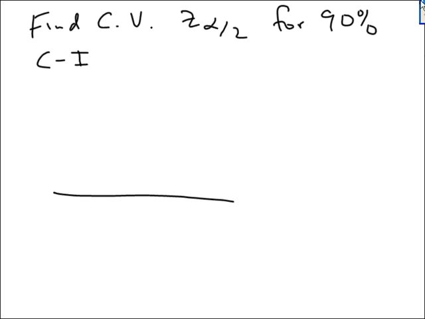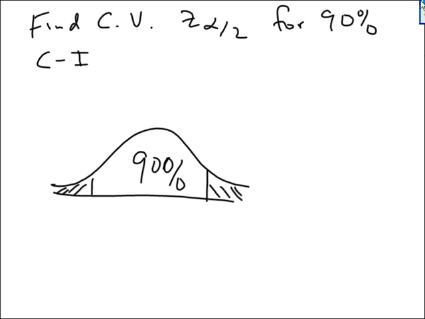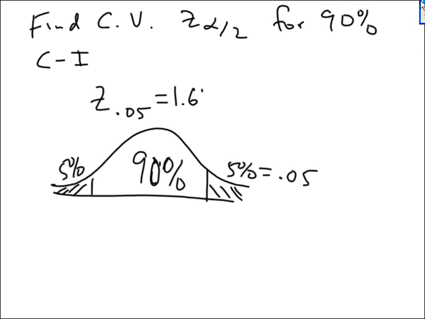So basically what this is saying is that what's in between those two tails is 90%, which means there's 10% for the tails, which means 5% goes here and 5% goes there. And of course 5% is 0.05. And z for 0.05, if you look it up, it just happens to be 1.645.